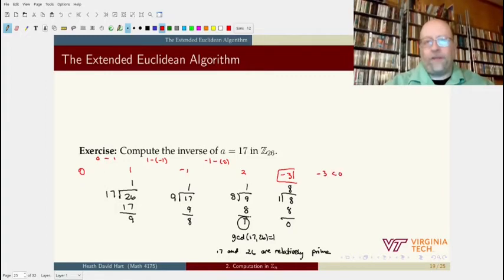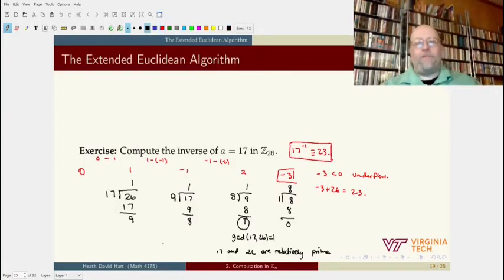Negative 3 is less than 0. That's an underflow. So we add 26 to it. And that gives me 23. And so the inverse of 17 is 23. Okay? That's how we do the extended Euclidean algorithm.